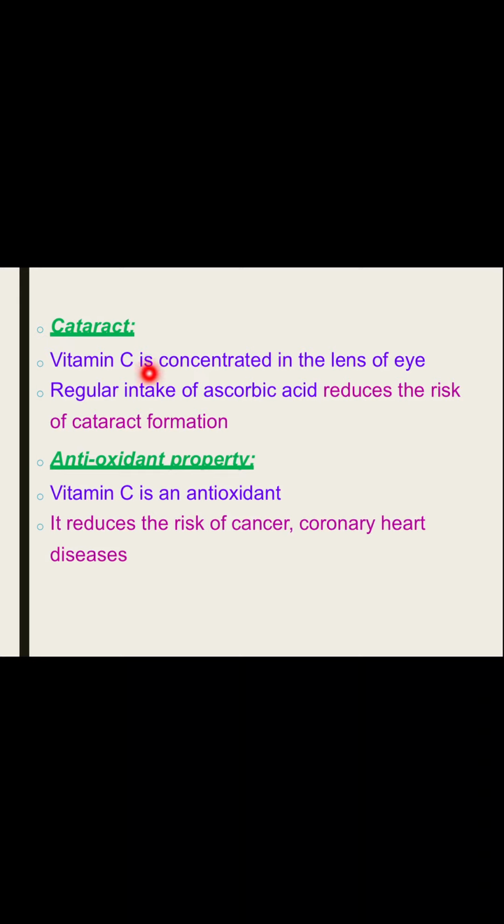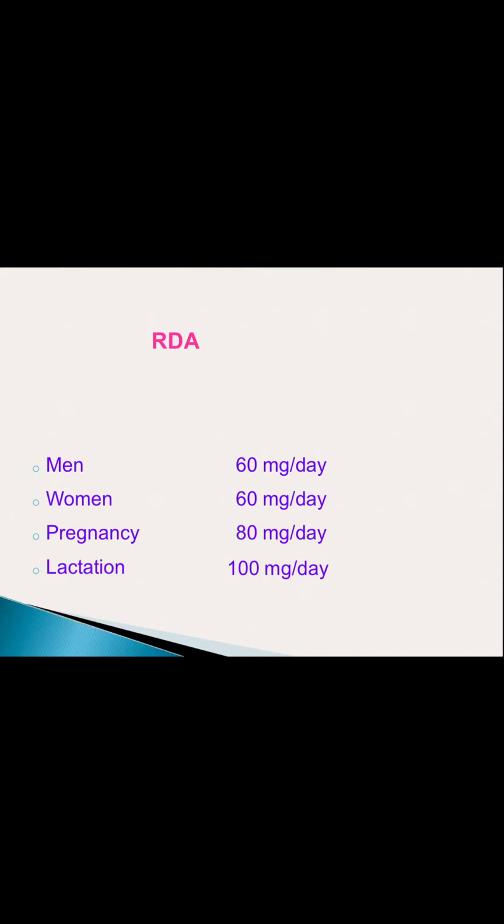I already told you that vitamin C is concentrated in the lens of the eye. So, regular intake of ascorbic acid reduces the risk of cataract formation. Vitamin C is an antioxidant. This has been repeated so many times. This is a very, very important property, because there are so many functions that are based on this antioxidant property. It reduces the risk of cancer and coronary heart diseases. The RDA for men is 60 milligram per day, for women 60 milligram per day, in pregnancy it increases to 80 milligram per day, and in lactation 100 milligram per day.